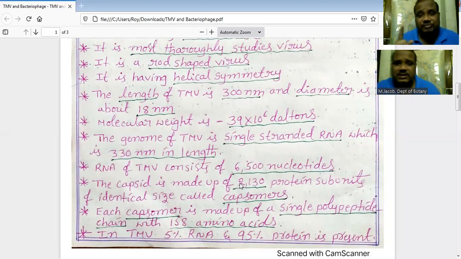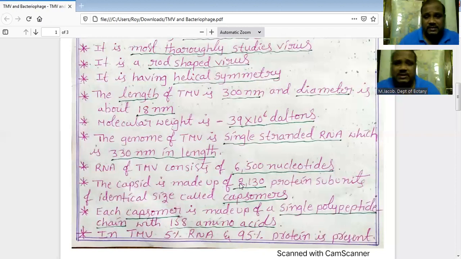RNA consists of 6,500 nucleotides. Total number of capsomeres present in TMV is 2,130. Total number of polypeptide chains present in TMV is 2,130. Total number of amino acids present in TMV is 3,36,540.